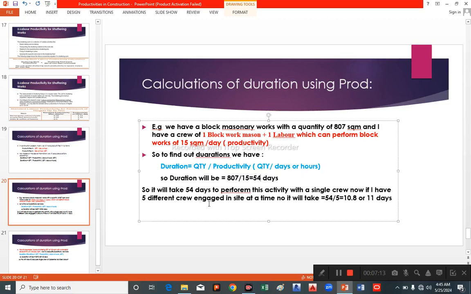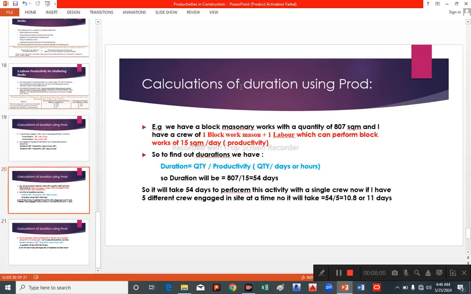Now, if we have five different crews engaged at a site, it will take 54 divided by 5, and we will get 10.8 or 11 days. One crew consists of one block mason plus one laborer. This is a single crew. If we engage a group of five crews, they will work on this block work quantity and finish it in just 10.8 or 11 days. So this is how we calculate the duration using productivity.